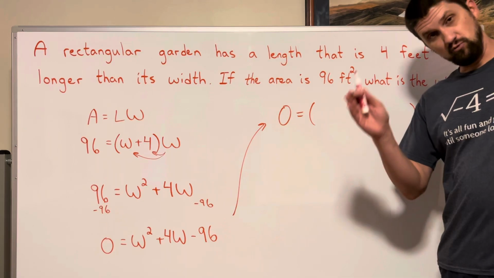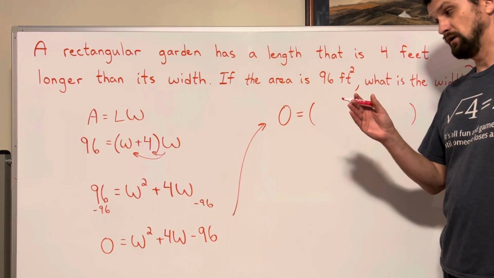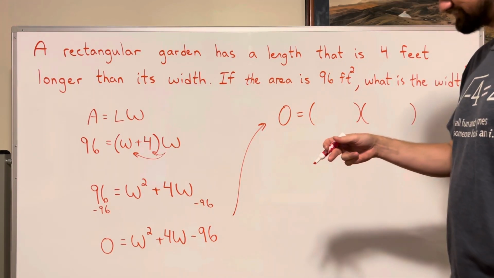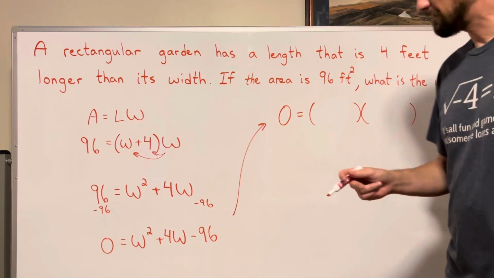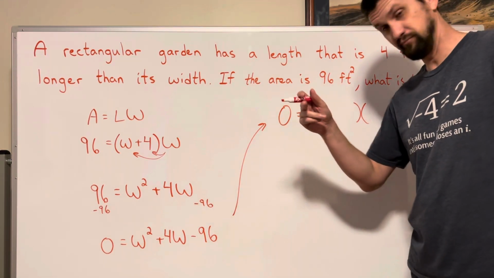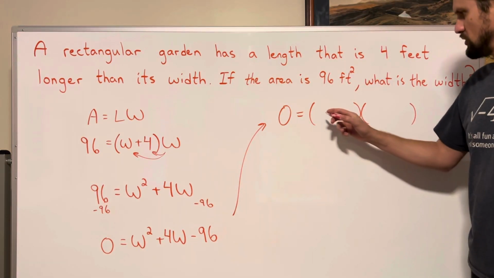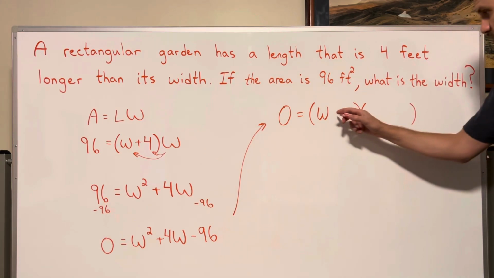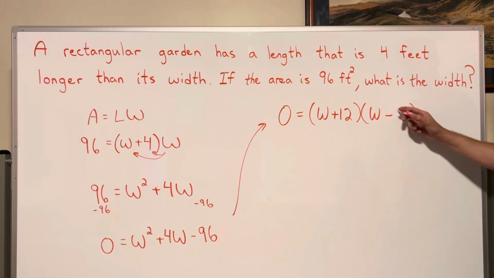If you think about it and write down the possibilities, you should come up with 12 and negative 8. 12 times negative 8 is negative 96, and 12 plus a negative 8 will give you a positive 4. So this is going to factor into W plus 12, W minus 8.